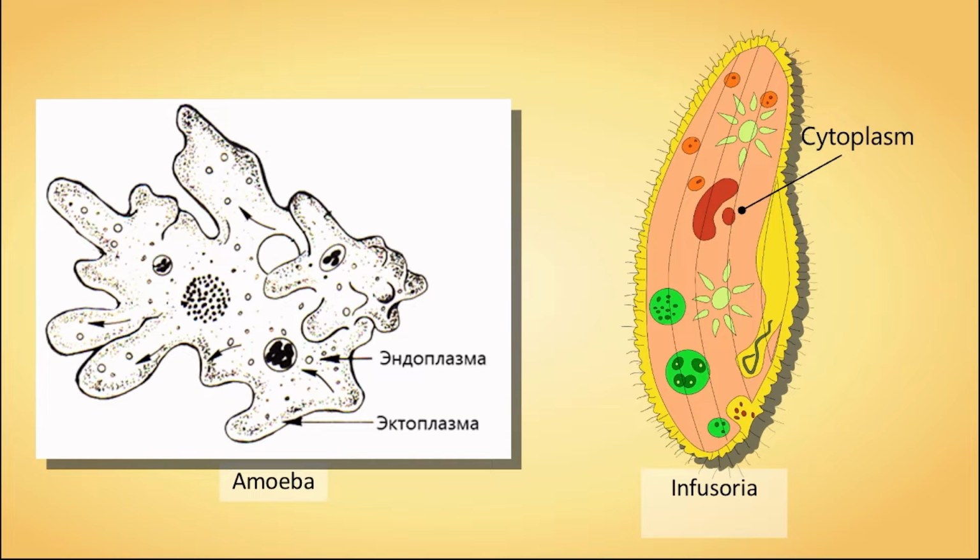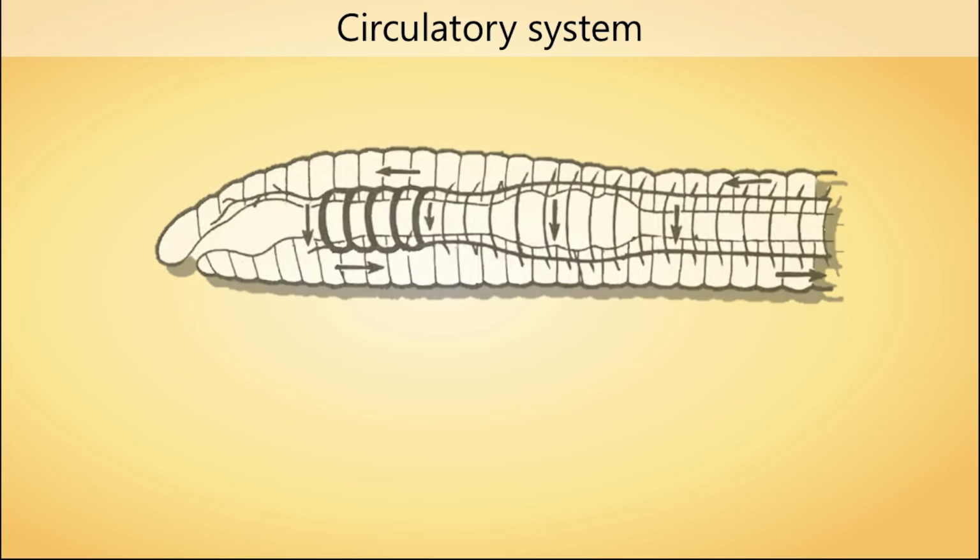The infusoria slipper has a constant body shape. The movement of the digestive vacuole and the nutrients through the cell is achieved by constant movements of the cytoplasm, and only later in the course of evolution did a special system of organs appear, the circulatory system. It first appears in annelids.